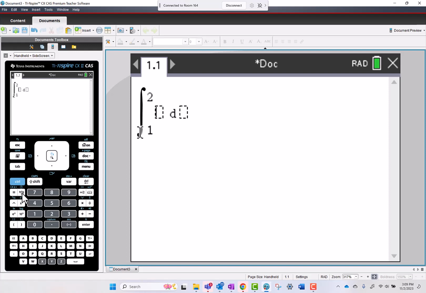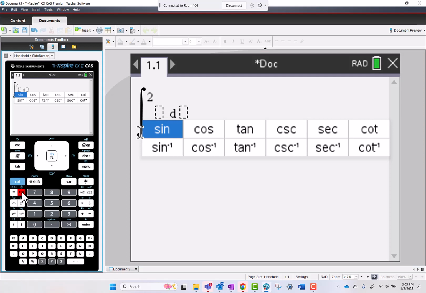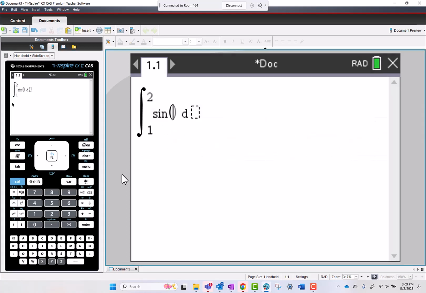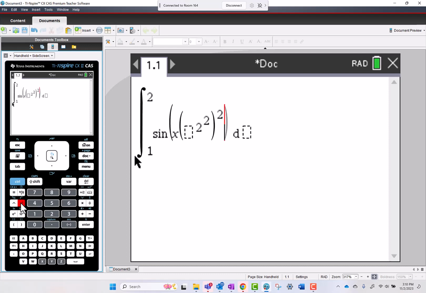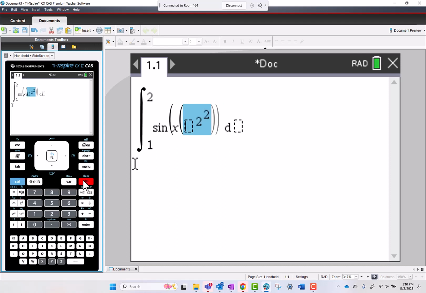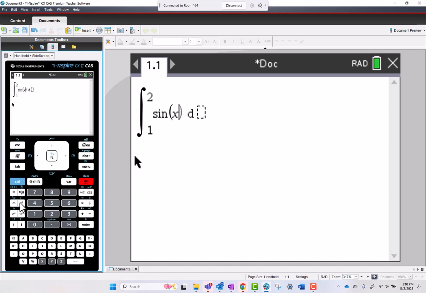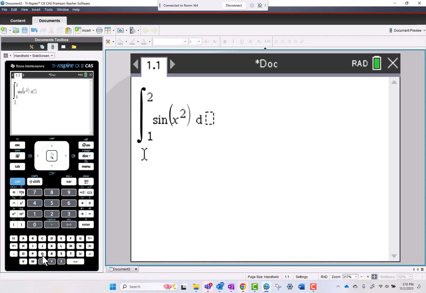Instead, we're going to go over here, and we're going to choose sine of x squared. So we use the gray ones down here. Those actually are variables to the calculator. X squared, not squared squared, just squared. It's really excited, isn't it? Come on, you can do this. Let's try this again. There we go. That's all we wanted. Of x.